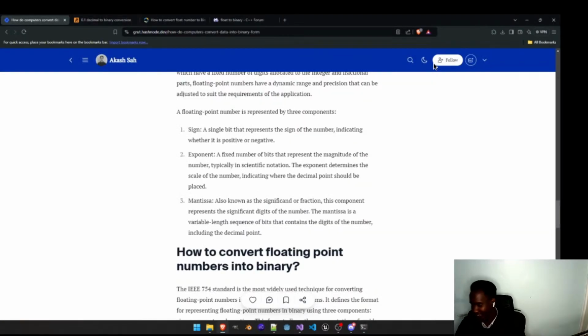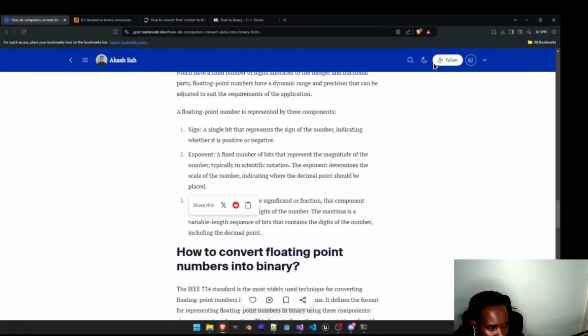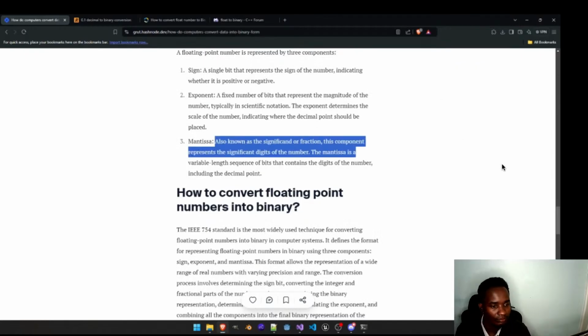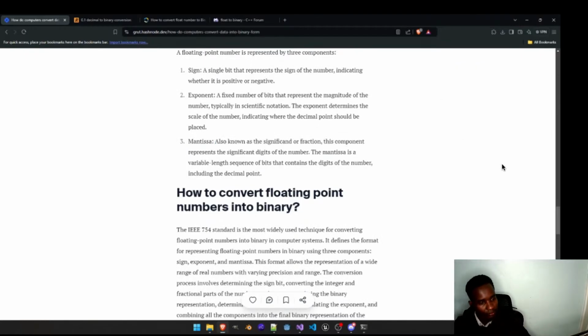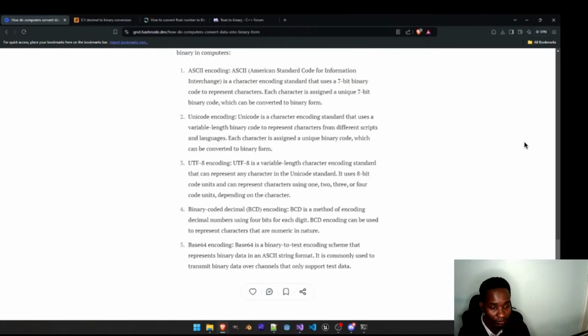Interesting. So the exponent determines the scale of the number, indicating where the decimal point should be placed. Mantissa, also known as the significant fraction, represents the significant digits. So the mantissa is a variable length sequence of bits that contains the digits of the number. Okay, the mantissa is basically what we originally had.